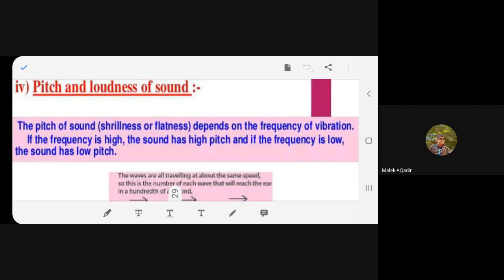Pitch and loudness of sound. The pitch of sound, shrillness or flatness, depends on the frequency of vibration. If the frequency is high, the sound has high pitch, and if the frequency is low, the sound has low pitch.